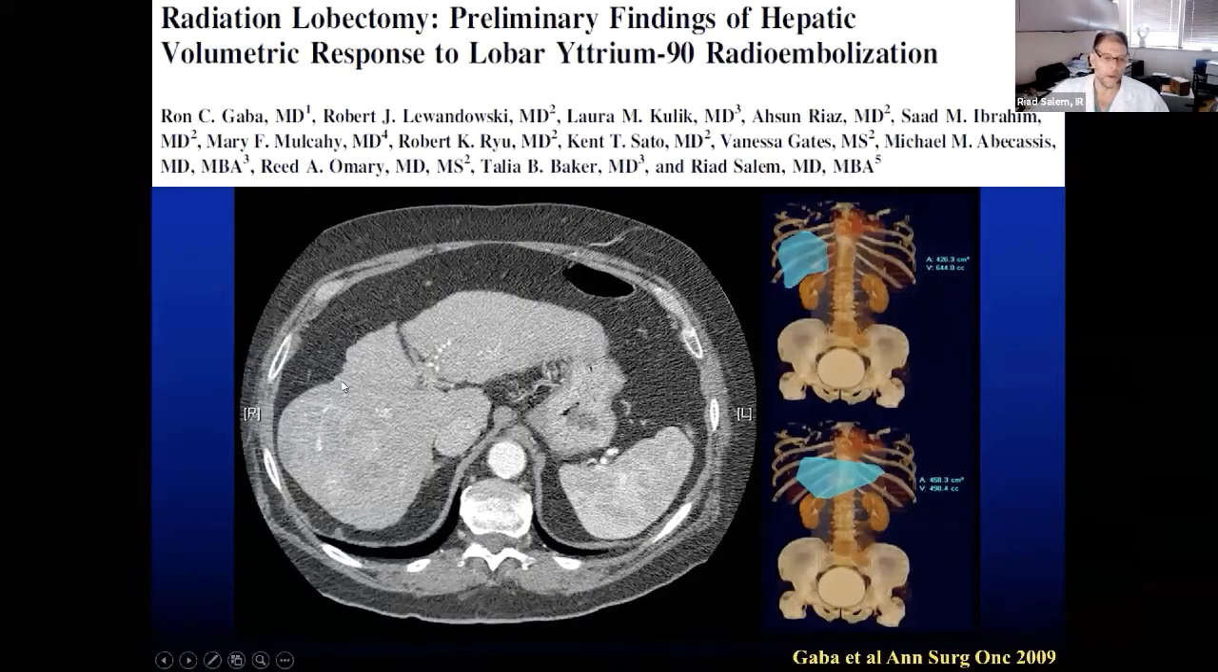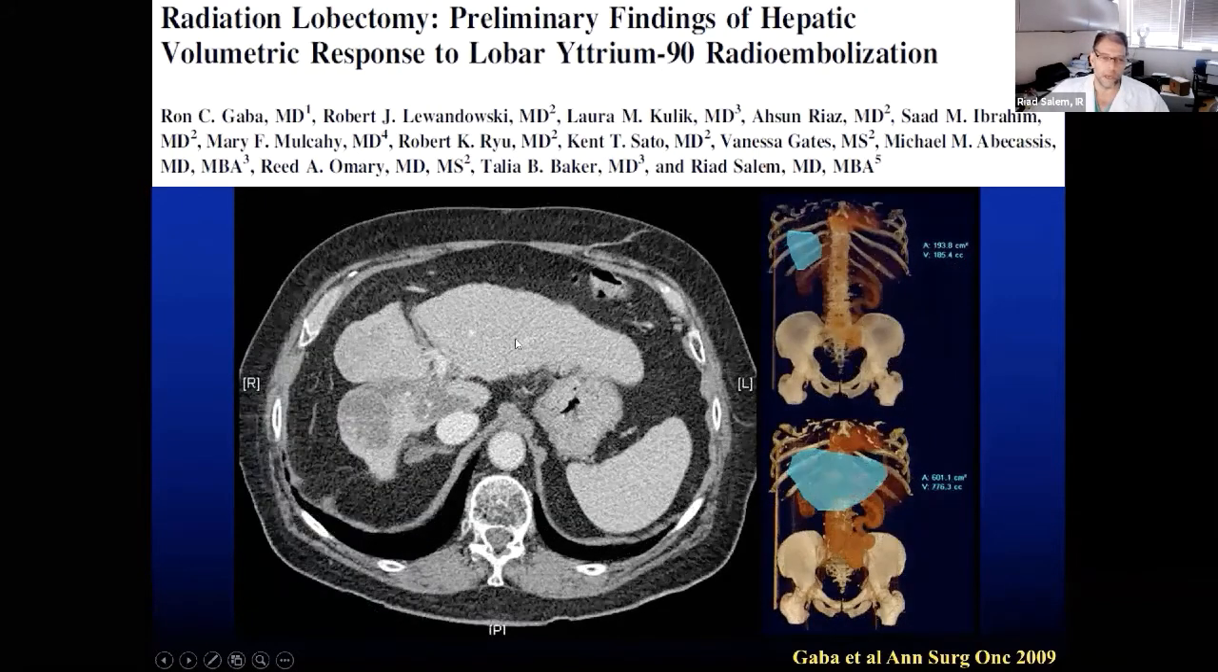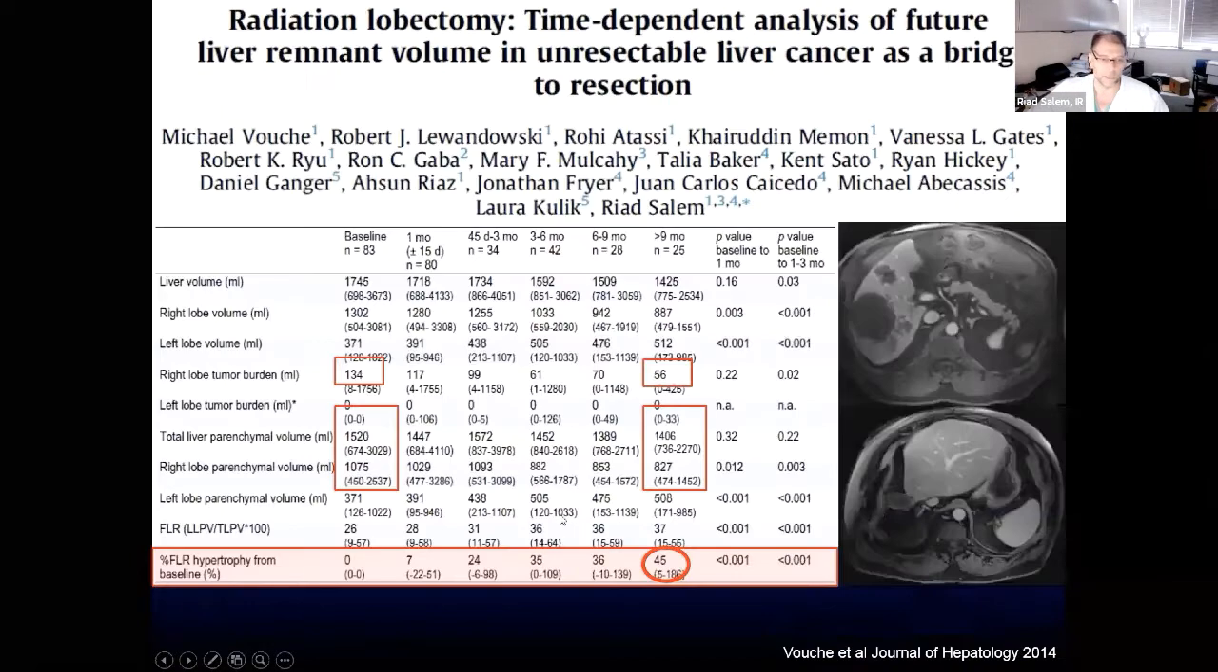Here's an example of a large right lobe tumor that you can see here. And this is the left lobe. It is cirrhotic liver. But as you treat the right lobe, notice the atrophy-hypertrophy complex. And the volume has gone from 500 on the left-hand side to 776. So the FLR has hypertrophied significantly.